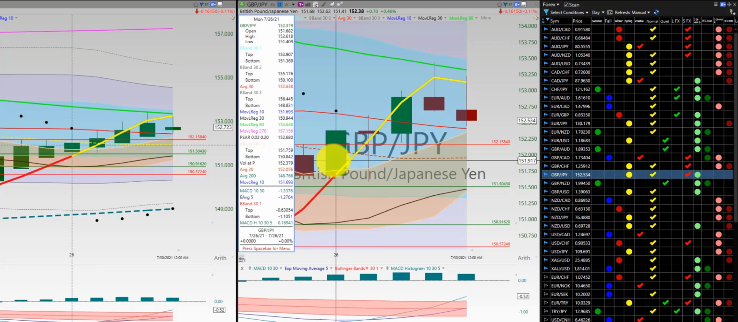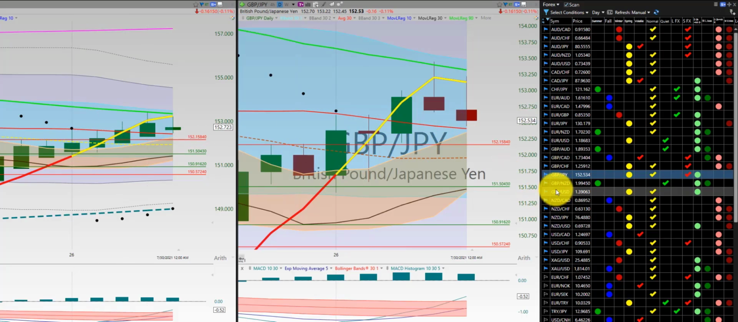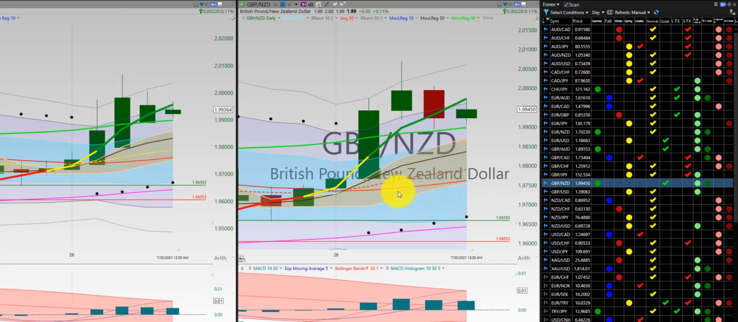So two profitable trades if you went there and used the RL90 as your target. British pound Japanese yen, initial trade here for a loss. Initial trade here for another loss for British pound Japanese yen. British pound New Zealand dollar, beautiful 1-2-3. Goes up, hits the Heikinashi Z3 for a nice gain.